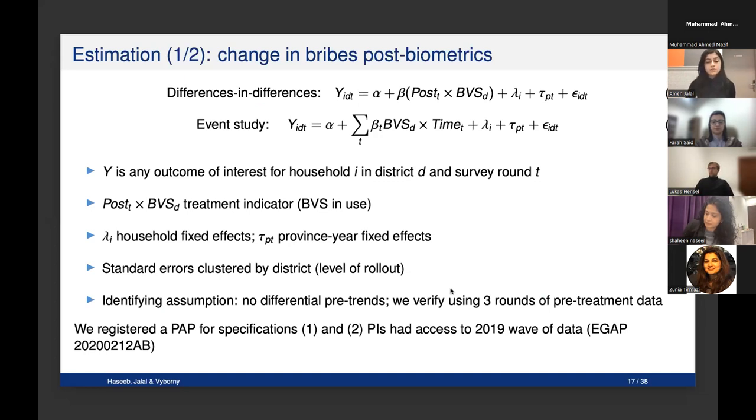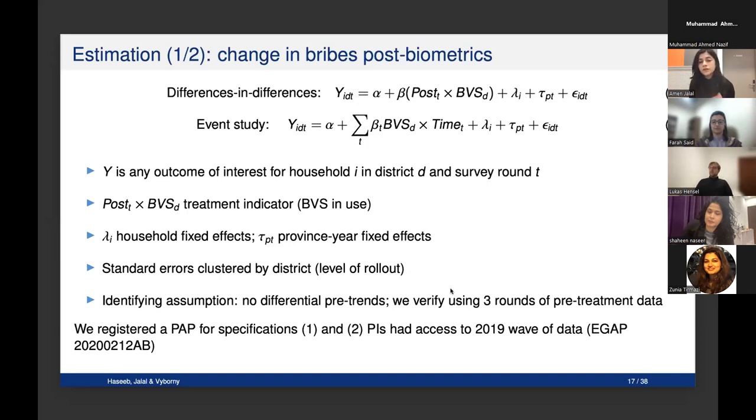The identifying assumption is that early and late adopters and also never adopters have no differential pre-trends. Their trends evolve similarly. I'll be showing you some event studies to establish that. We pre-registered the specifications that you're seeing here before we had access to the endline group of data.